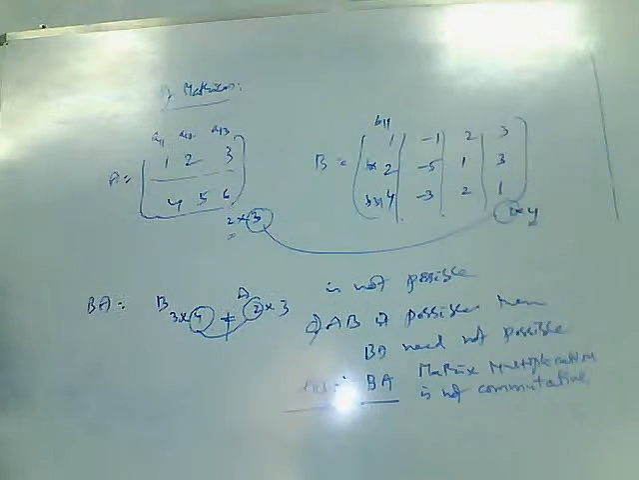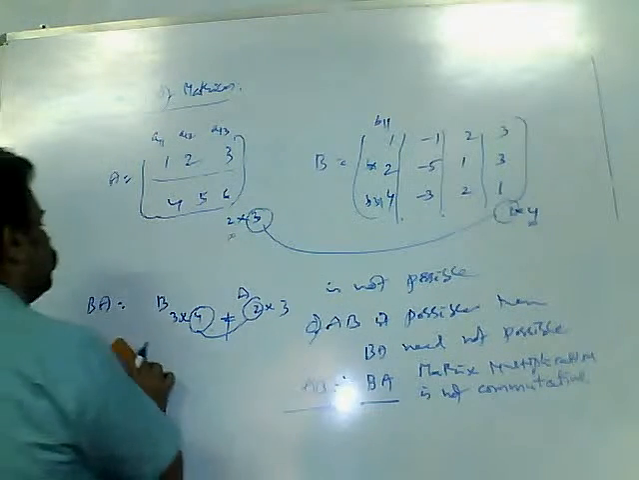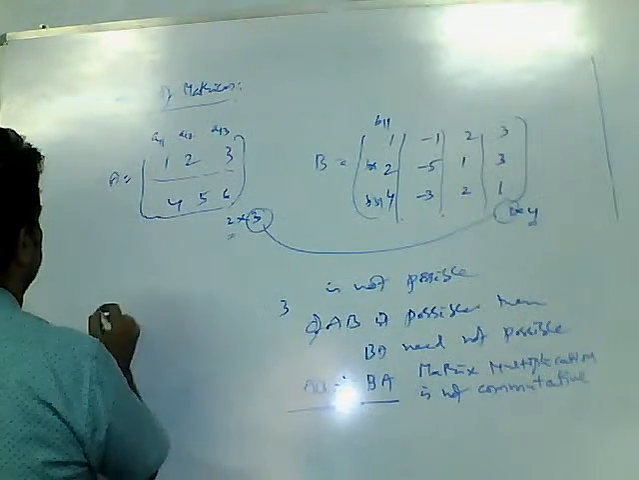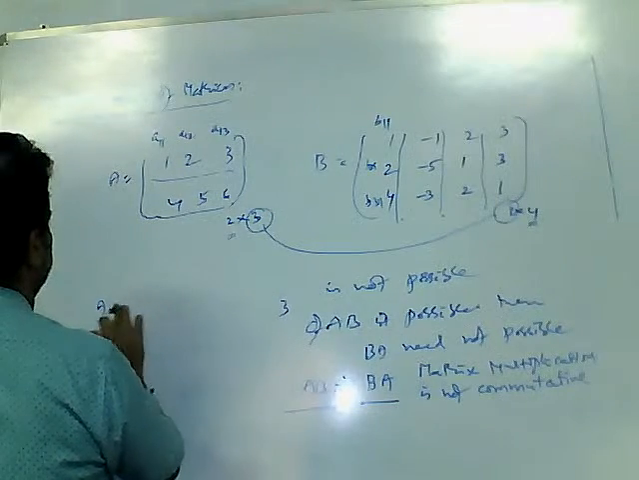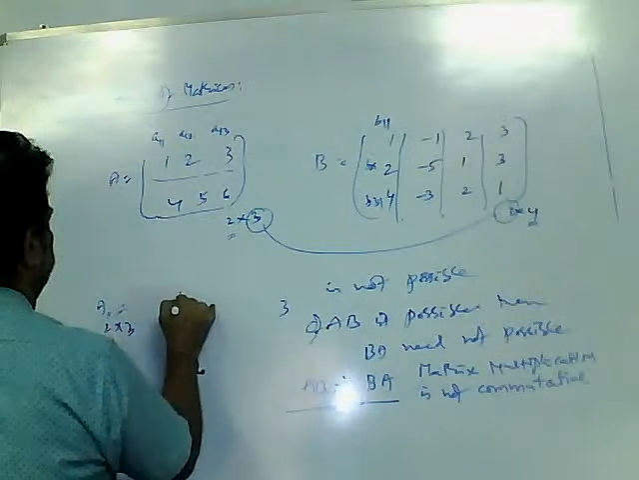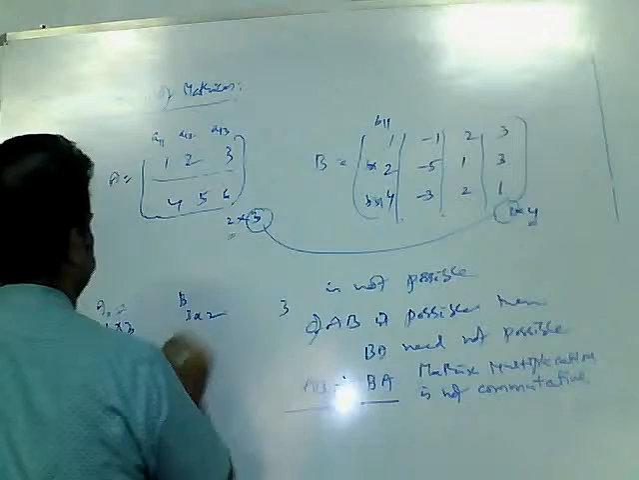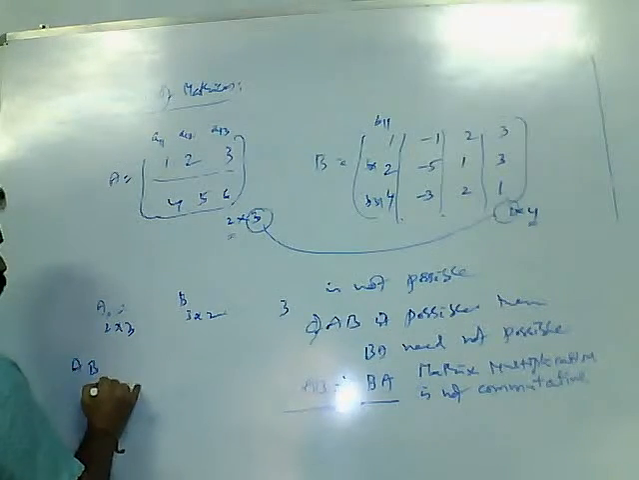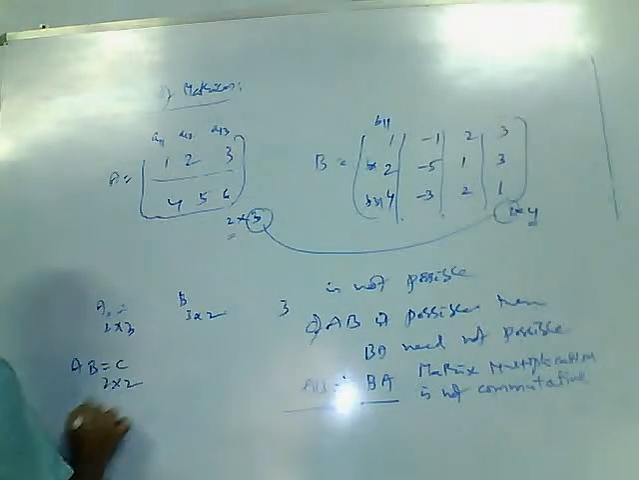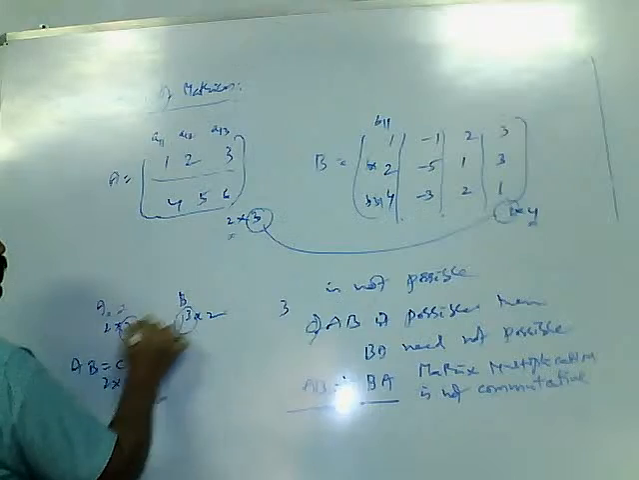AB is not equal to BA. Never does it have to be. Right? So if AB is possible, then BA can be possible or not possible. Whenever AB and BA both are possible, see here. Suppose A is 2 by 3 and B is 3 by 2. So AB is possible and its order is automatically 2 by 2. Remove this part and you will get 2 by 2.